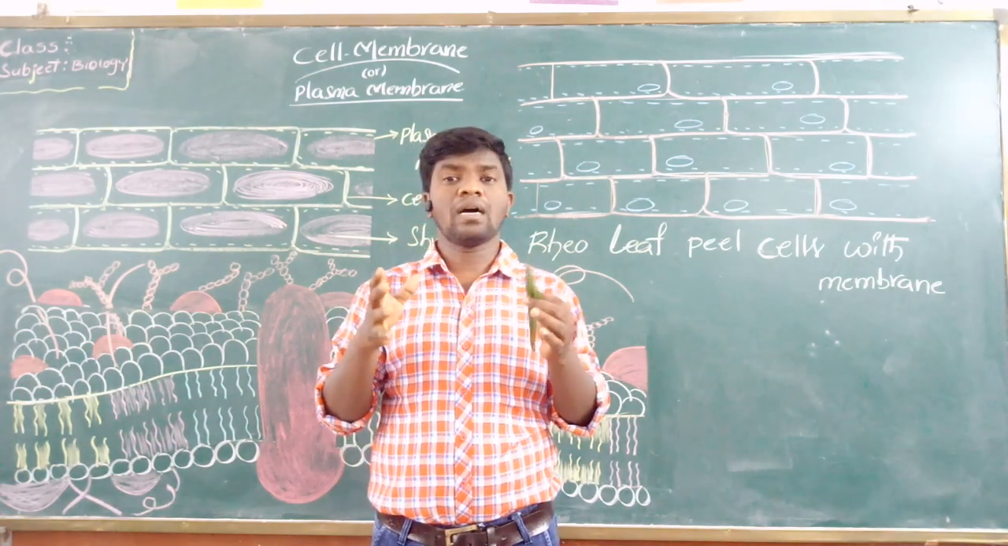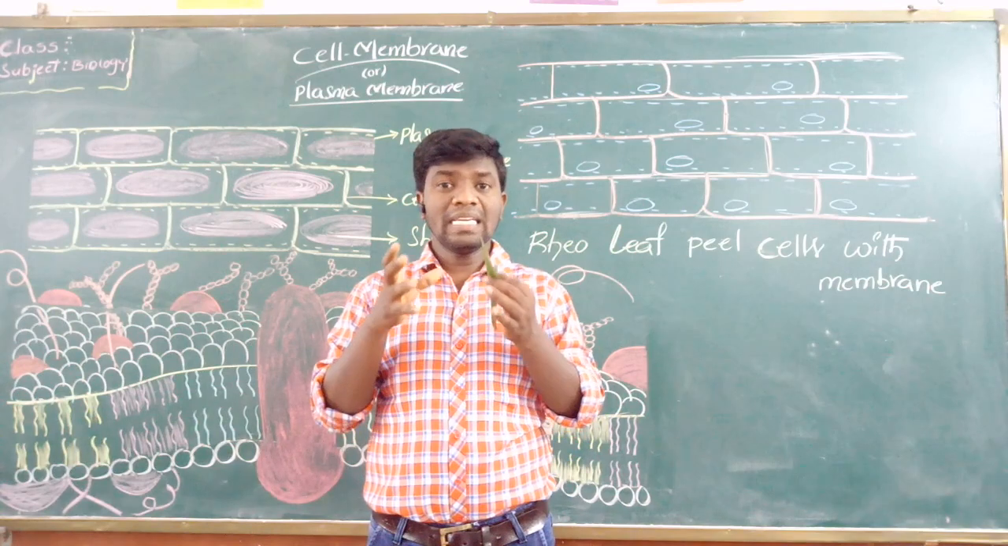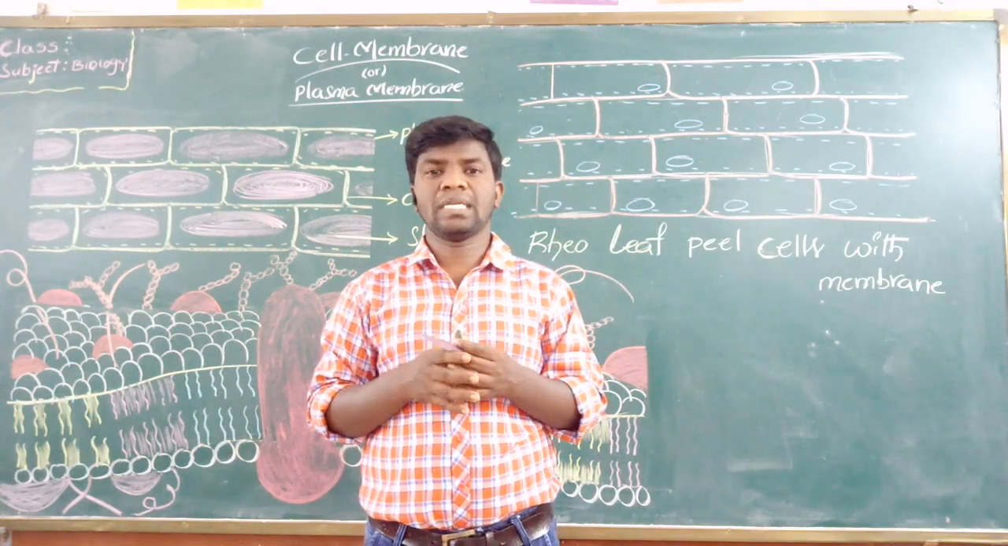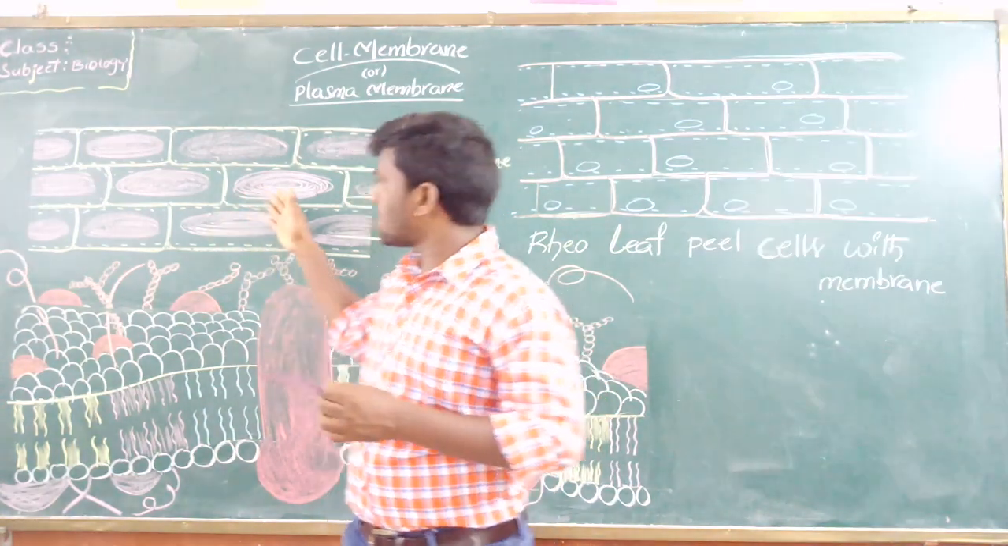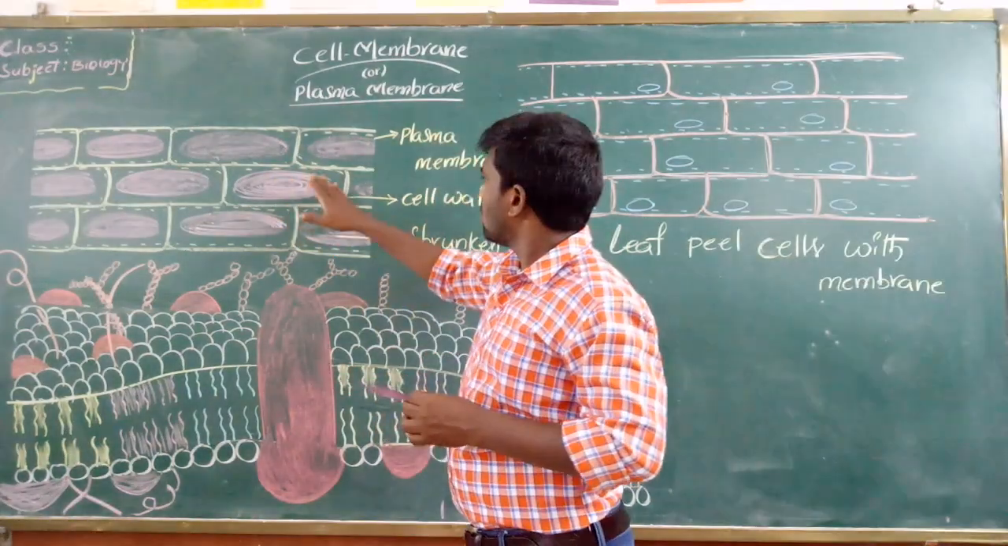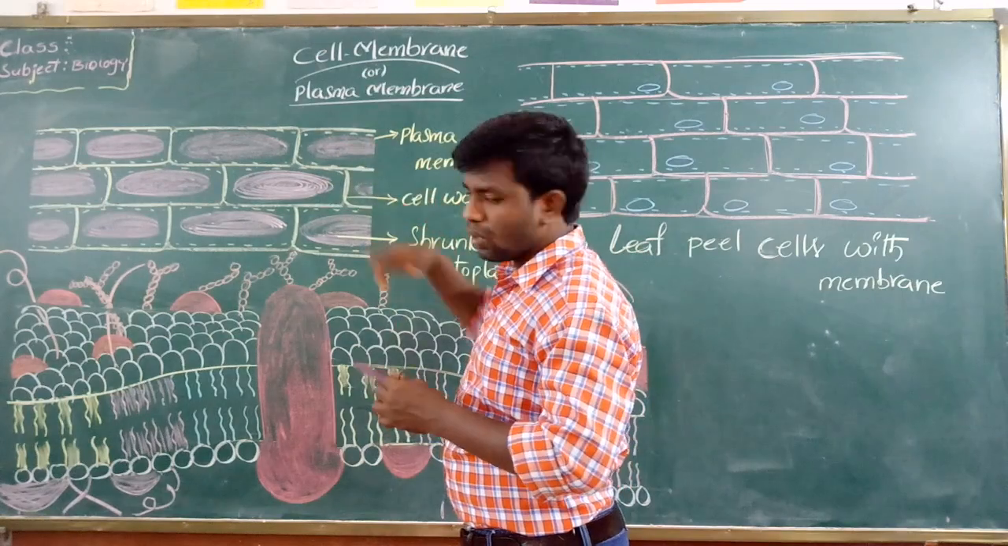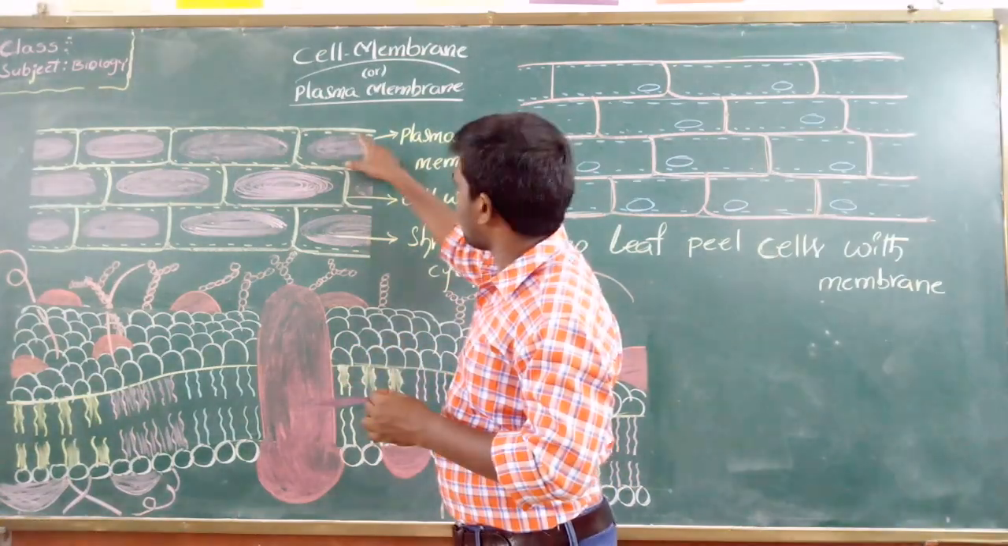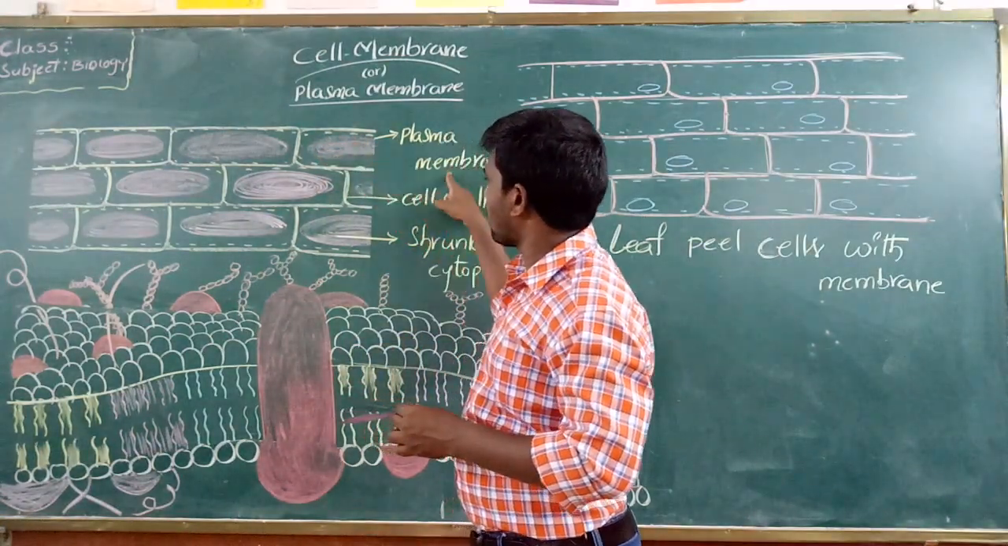The cell membrane is flexible and is made up of proteins and lipids. Look at this picture of Rheo leaf cells. The outer covering is the plasma membrane.